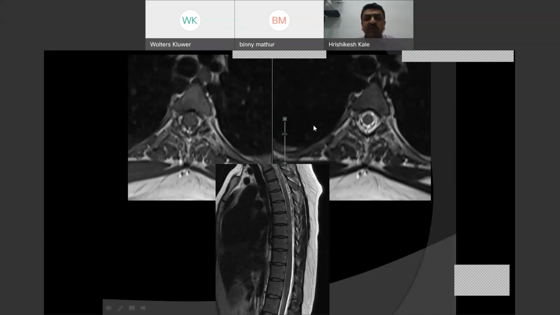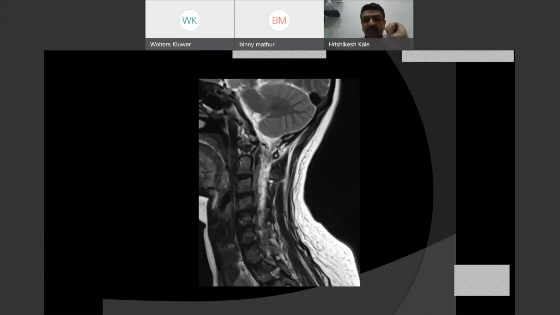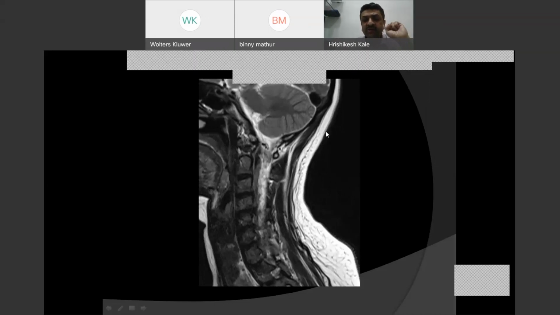So this is the axial T1 and an axial T2 weighted sequence through the thoracic spine. Again, you will see that there is presence of fluid surrounding the thecal sac. You can see the margins of the dura, and there is presence of fluid behind the dura of the thecal sac. So this is the third type of scenario. This is a sagittal T2 weighted sequence in the same patient.